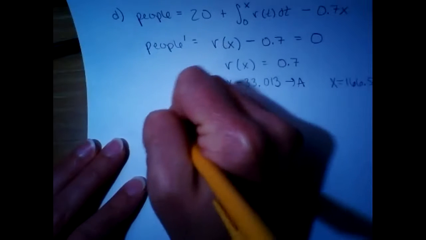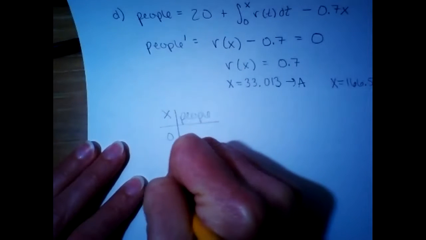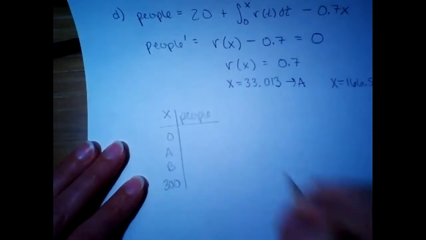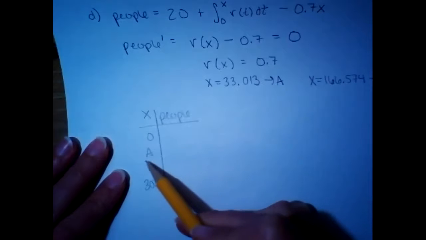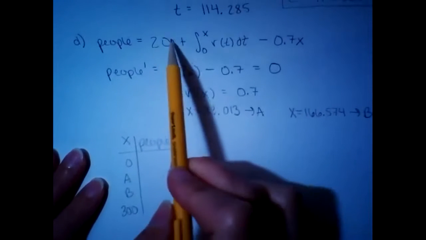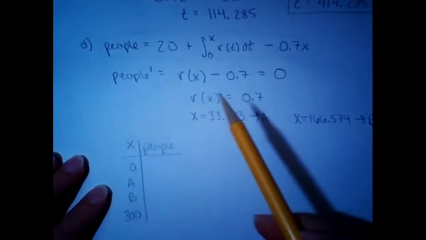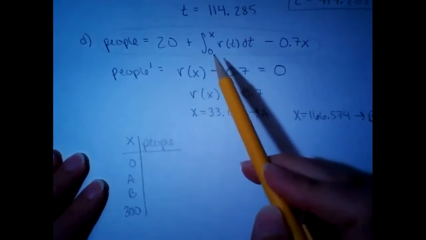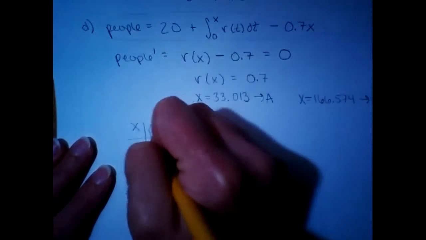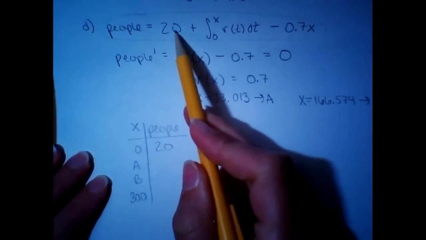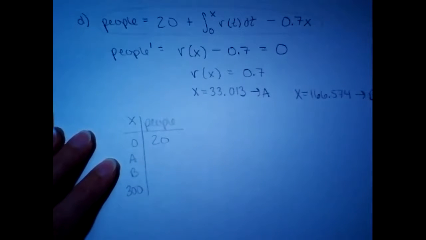and we're going to do a candidates test. And our endpoints are 0 and 300. Our critical points are this A and B value. I have them stored, so I just wrote A and B. And you're going to plug this back into this original equation for people. So if you were to plug in 0, integral from 0 to 0 would be nothing, and then it would be minus nothing. Your initial condition was 20 people. So we're starting with 20, and then I'm going to need to type this in for the others.